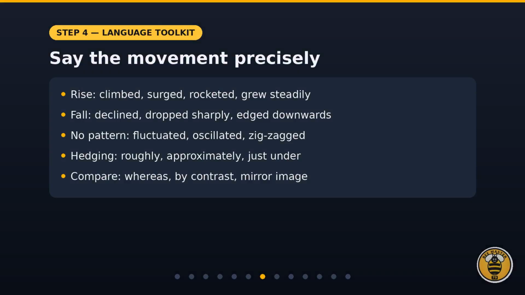Before we write, arm yourself with the language. For rises, climbed, surged, rocketed, grew steadily. For falls, declined, dropped sharply, edged downwards. When a line has no pattern, say it fluctuated or oscillated. Hedge your readings with roughly, approximately, or just under, and connect your comparisons with whereas, by contrast, or the phrase mirror image.